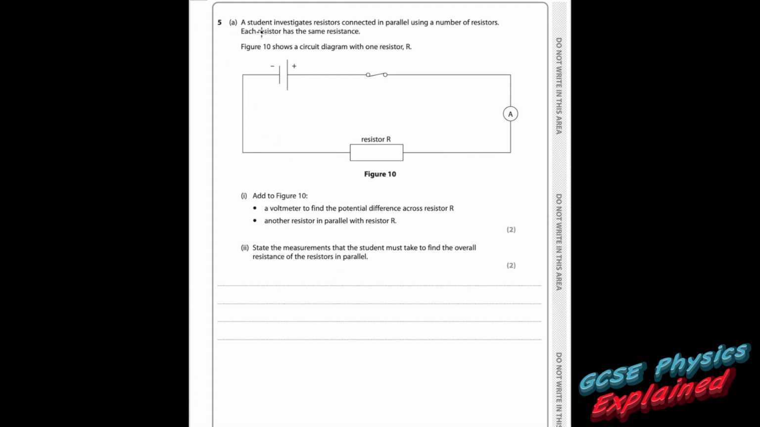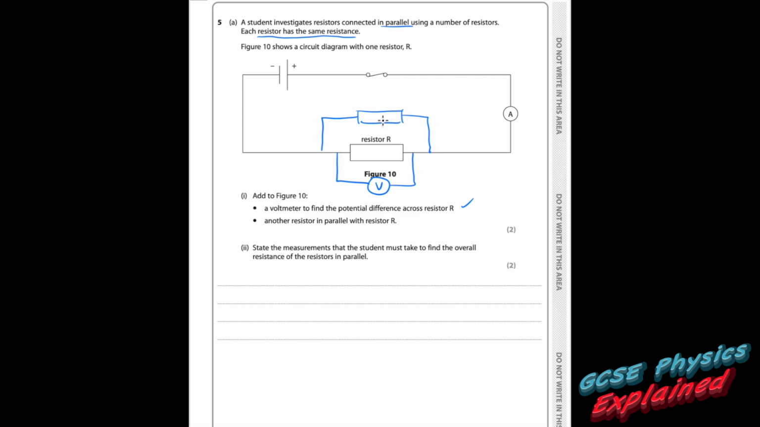Question 5. A student investigates resistors connected in parallel using a number of resistors. Each resistor has the same resistance. Figure 10 shows a circuit diagram with one resistor R. Add to figure 10 a voltmeter to find the potential difference across resistor R. Okie dokie. So we just need to pop that voltmeter in there. And another resistor in parallel with R. Right, another resistor in parallel with R would just be that.